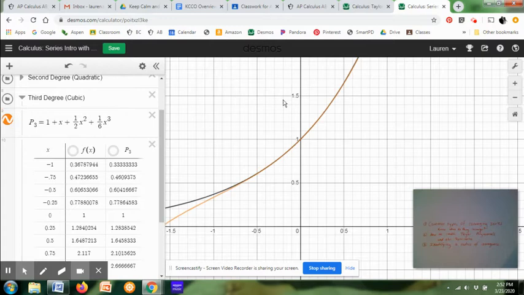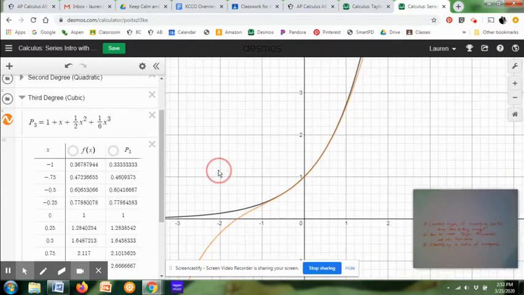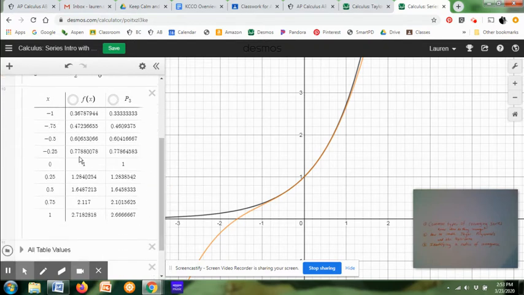cubic function? Here is what the cubic function would look like overall compared to e to the x. So here's your black e to the x. The orange is the cubic function that kind of hugs it really, really well. And if you look at this table of values, your point of tangency is (0, 1), and look at how much more accurate e to the x and the cubic resemble each other the further out you get.